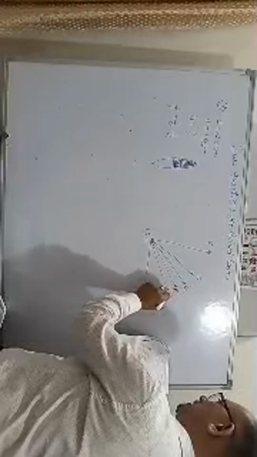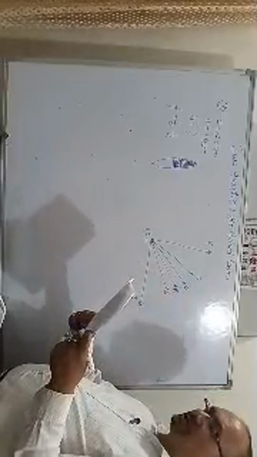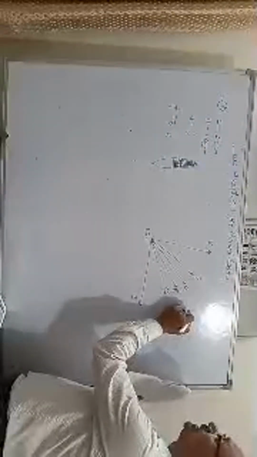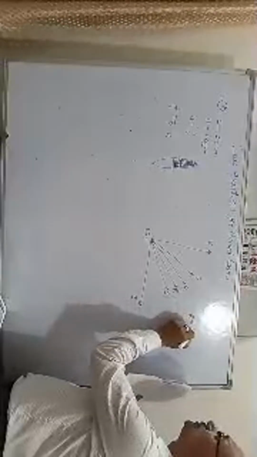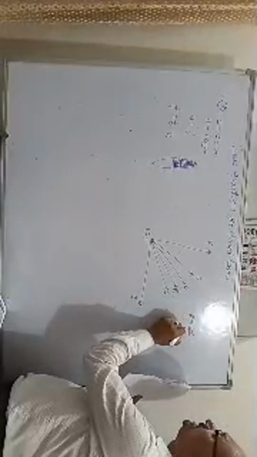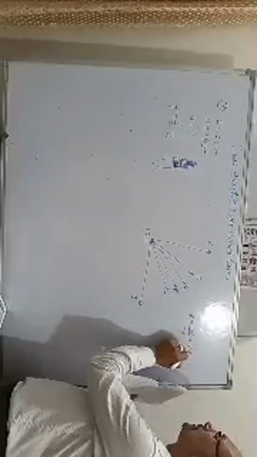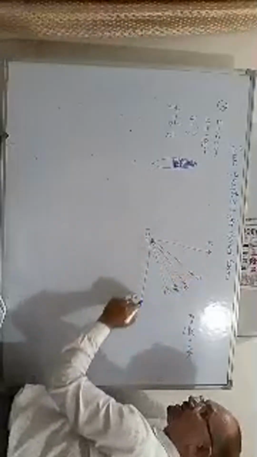This is the current, and the y-axis shows the potential difference. This is the origin. There are different graphs P, Q, R, S. Which has the more resistance? You know that resistance equals the change in potential difference upon the change in current. This is called the slope of the VI graph.